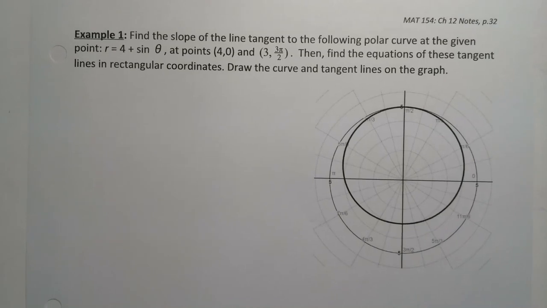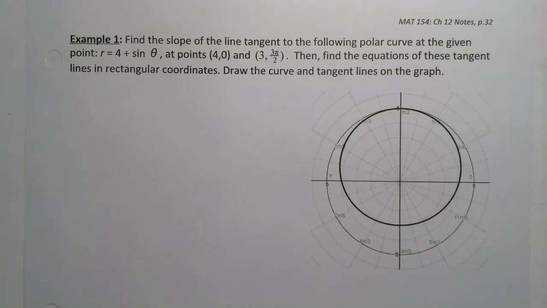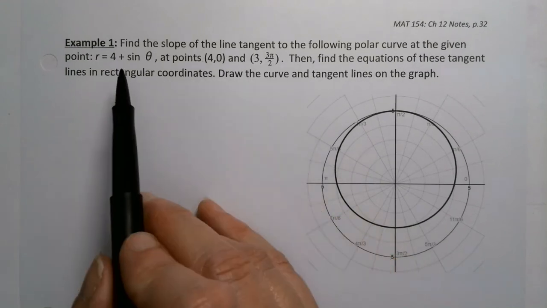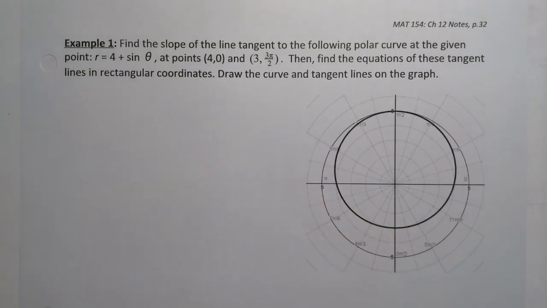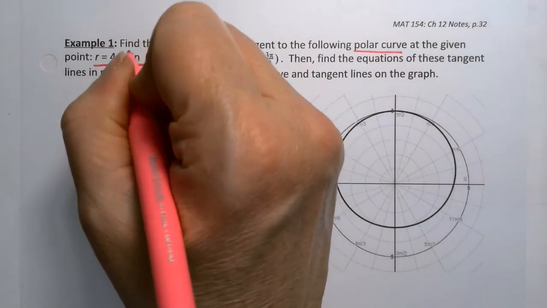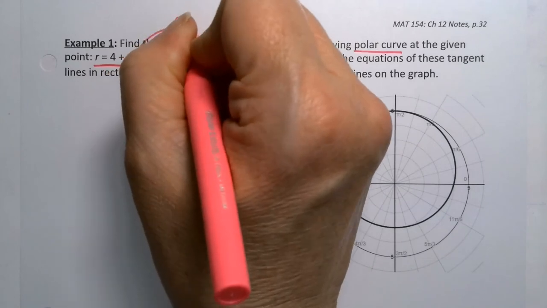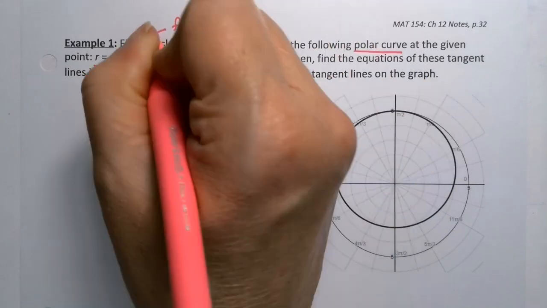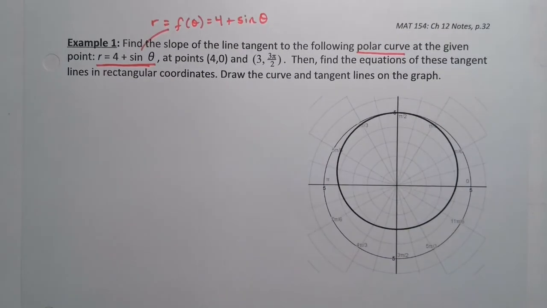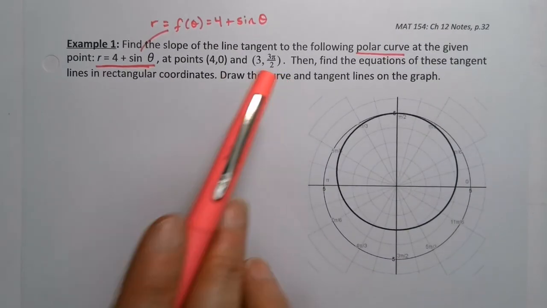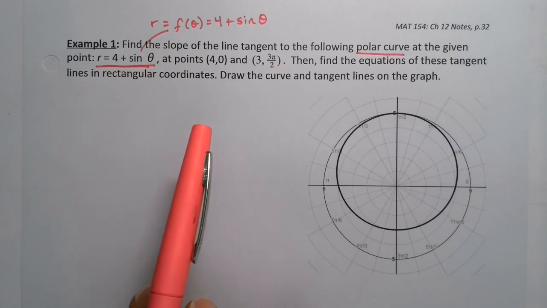So now that we know a lovely formula for the slope of a tangent line to a polar curve, we're going to have to use it. So we're going to find the slope of the line that's tangent to the polar curve. I don't particularly like how I wrote this, so I'm sorry, but the polar curve is right here. So that is equal to f of theta, so f of theta is equal to 4 plus sine theta. That's what r is, at the points (4, 0) and the point (3, 3π/2). So we're going to have to do it in two different spots.